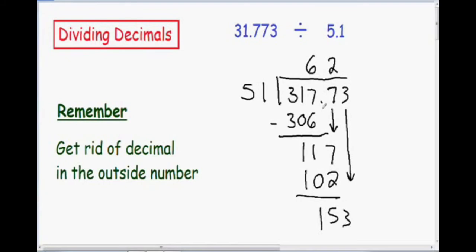And before I go any further with this example, I want to place our decimal point. Our decimal point just needs to move straight up, so it goes directly in between the 6 and the 2. So now how many times does 51 go into 153? Well, we know 50 goes into 150 3 times, so I'll guess that 51 goes into 153 3 times as well. 3 times 1 is 3, and 3 times 5 is 15.